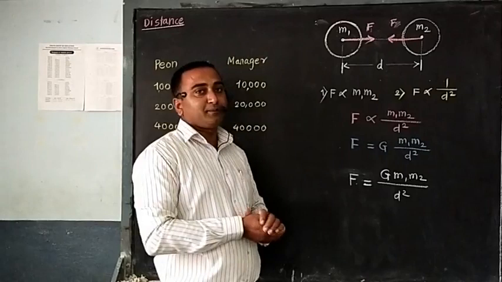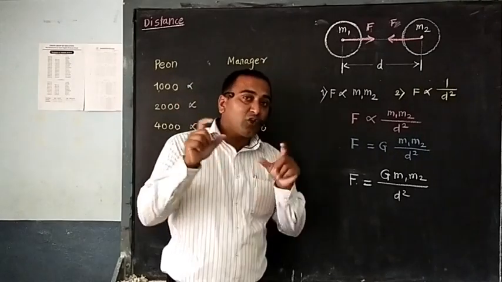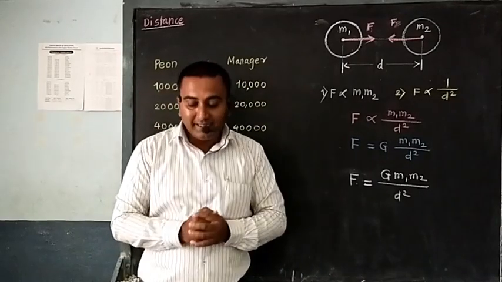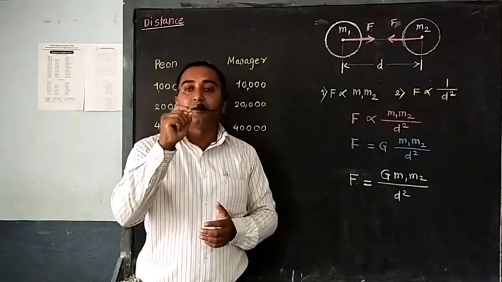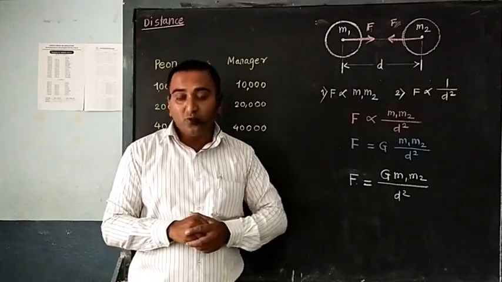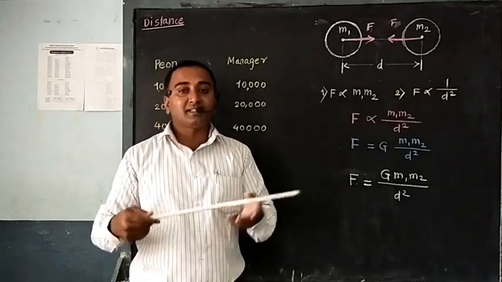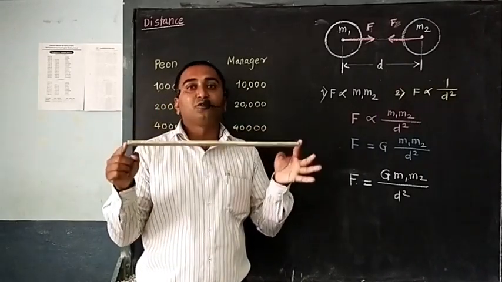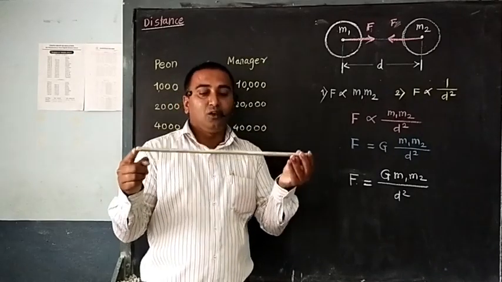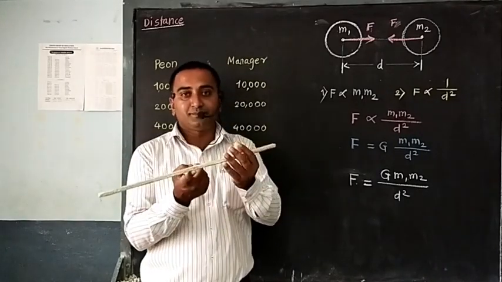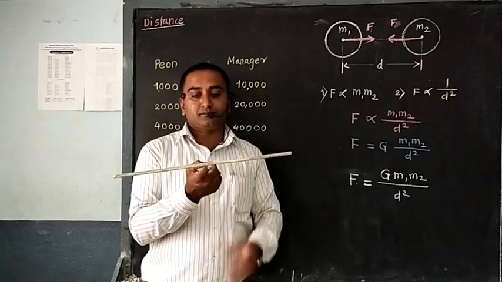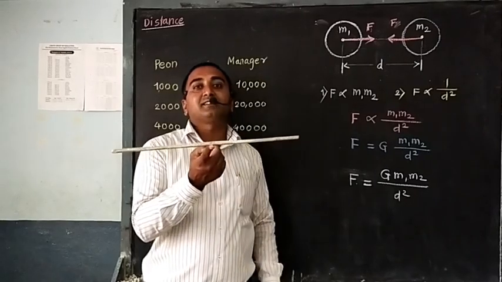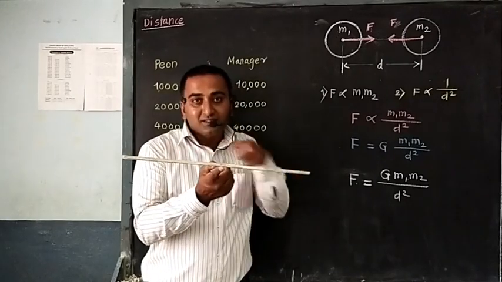away from each other. But when these objects are not spherical, then what to do? Then we have to find the center of mass. How to find the center of mass? See, this stick I am holding. If it is not spherical, how to find the center of mass? Hold this object on your finger and try to balance it. See, it is balancing now. So this point above my finger is the center of mass of this stick.